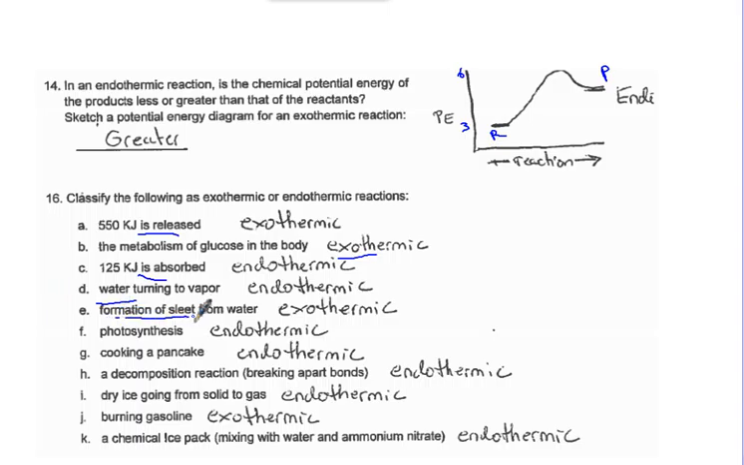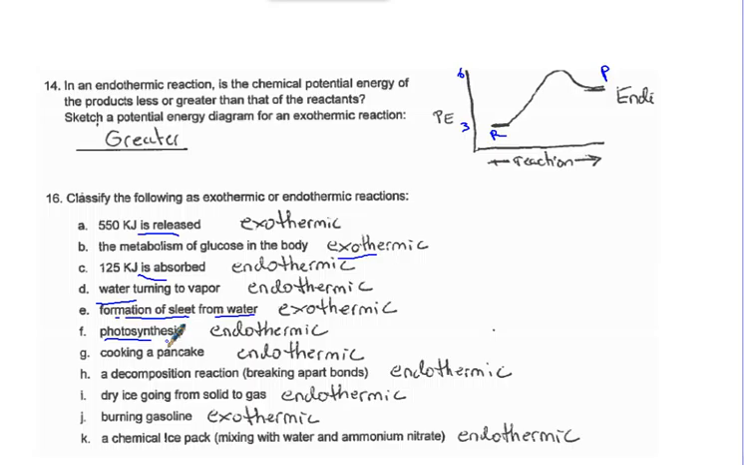Formation of sleet from water. You have to take energy from the water to make sleet. You take the energy out of the water, and the energy leaves the water, it then can freeze and turn into sleet. Photosynthesis, definitely endothermic. It's taking in light and converting carbon dioxide and water into different types of starches and glucose and sucrose. That is very endothermic, using the sun's power to change the compounds.